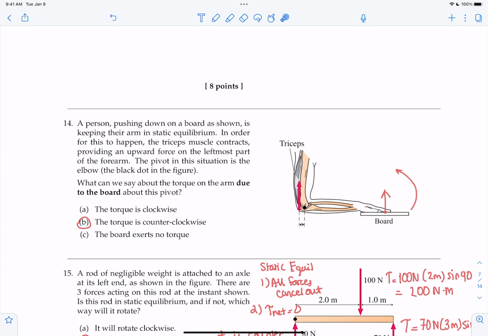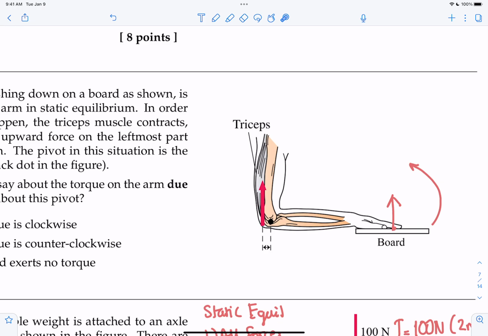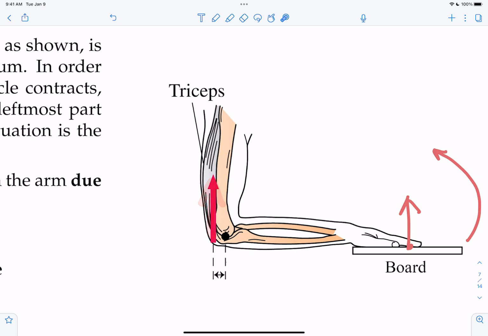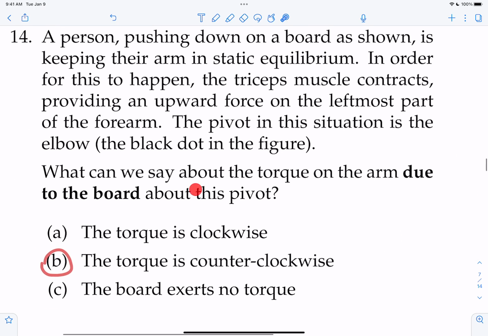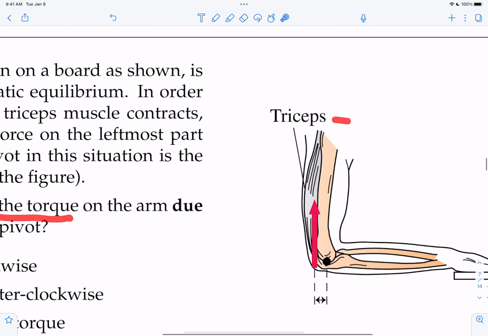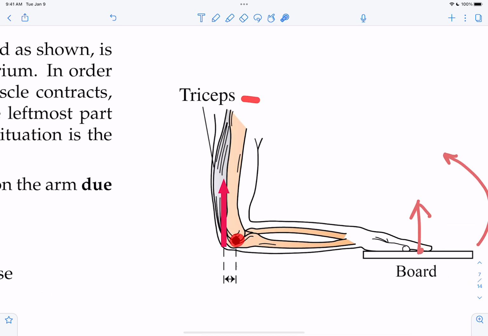That's where I screwed up. All I saw was this arrow. They drew this arrow on the exam. And then I was like, okay, what can we say about the torque? So here's the pivot. Then if this force is like that, think about this as a pencil.